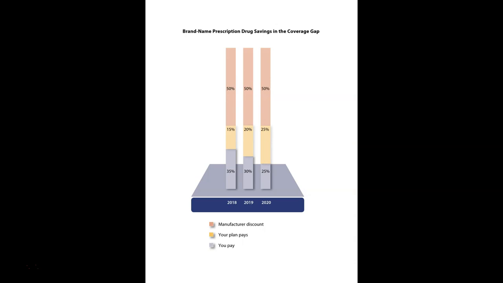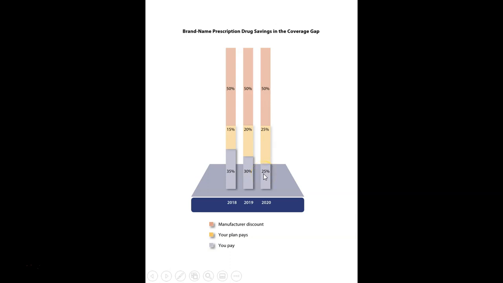With brand name prescription drug savings in the coverage gap, for example, this is the chart over the last 3 years. In 2018, the manufacturer discount has always been consistent at 50%, and it will be in 2020. But the plan paid 15% in 2018, 20% in 2019, and 25% in 2020. Your cost basically went from 35 to 30 to 25%.